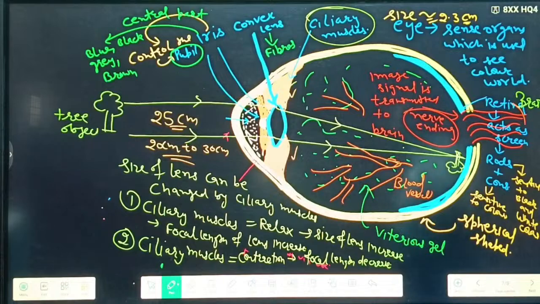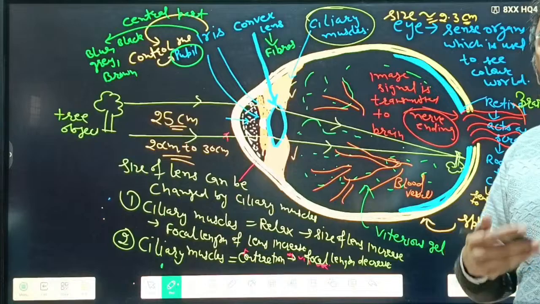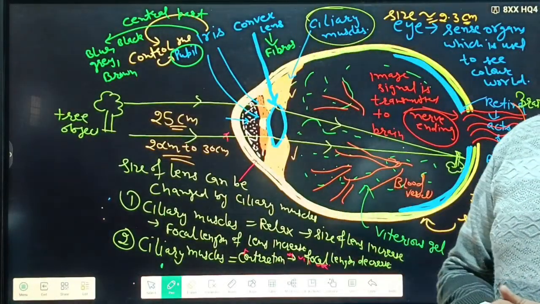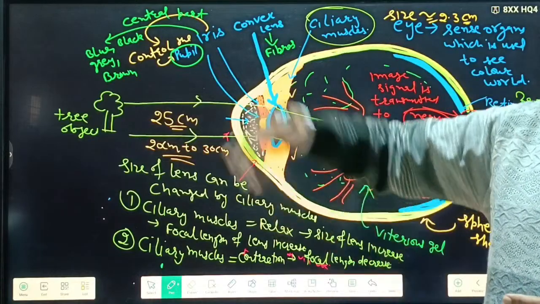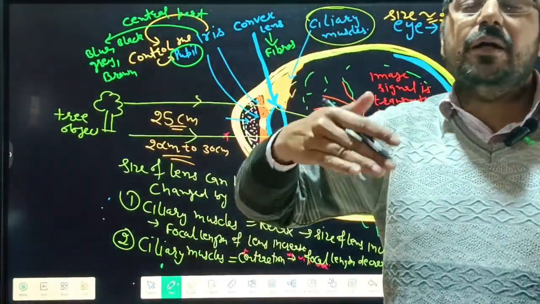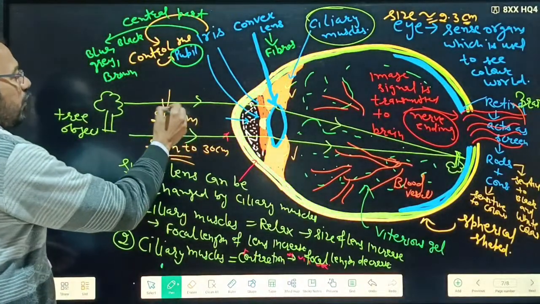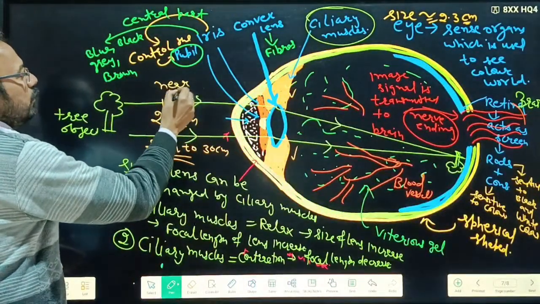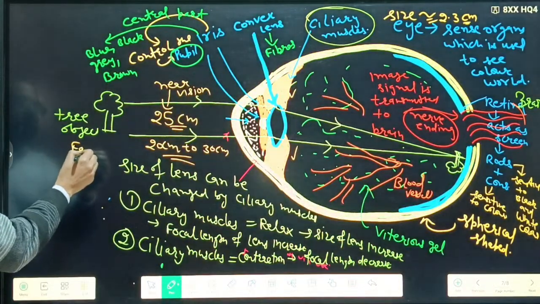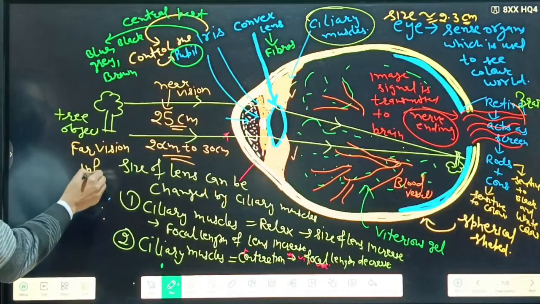And what is the far distance of an eye? The far distance of an eye is infinity. So we are able to look at the star, sun, and the moon. They are at a large distance, and we consider that a large distance. For example, a star appears at an infinite distance. So this is near vision, 25 centimeter, near vision. But what is far vision? Far vision is infinity.